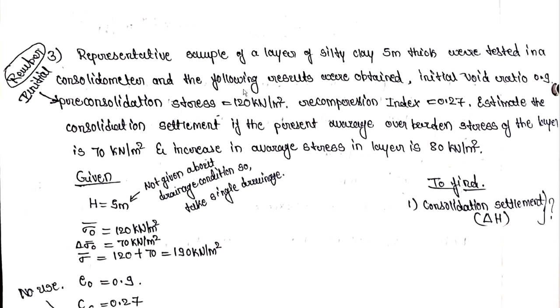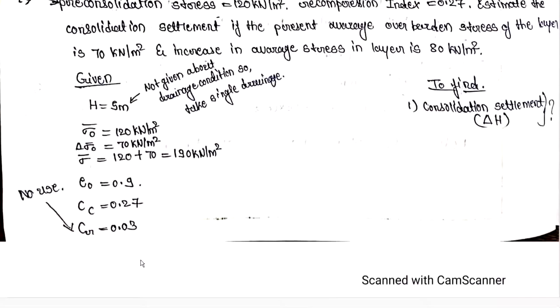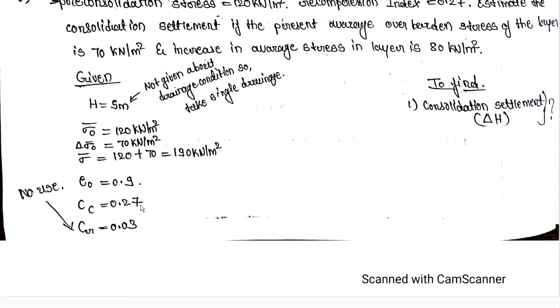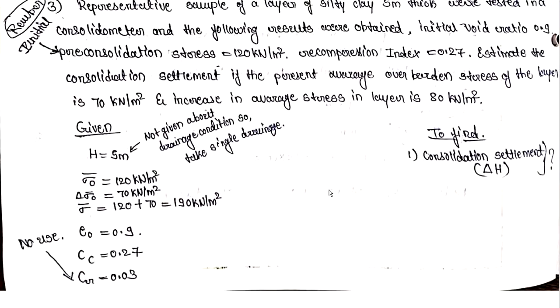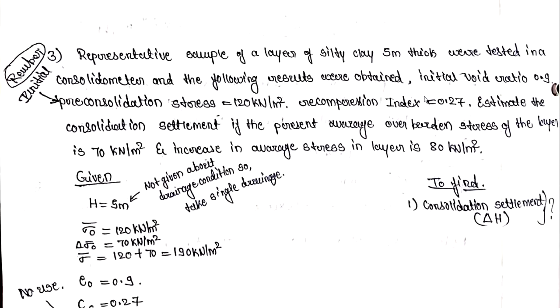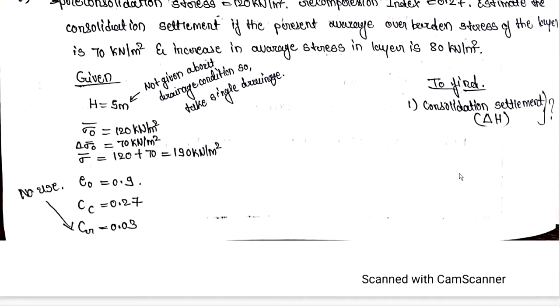Now, the initial void ratio is 0.9 and Cc is equal to 0.27. Again, what they have given: 0.9 they have given, 0.27 they have given. Okay, so these are the things they have given.